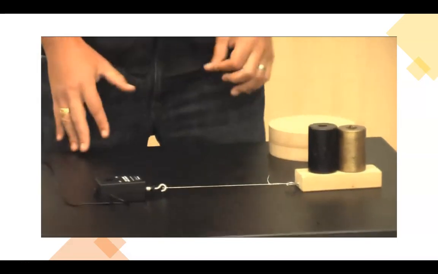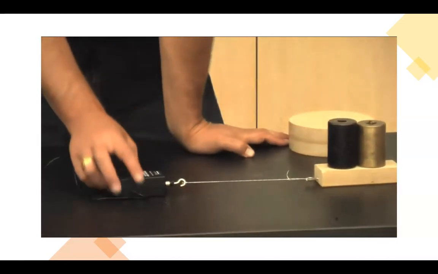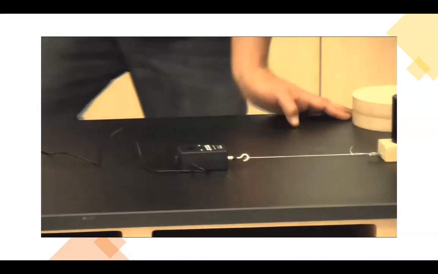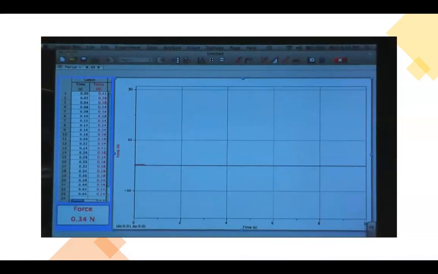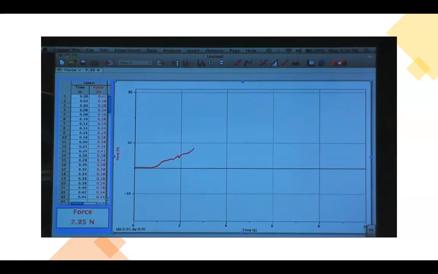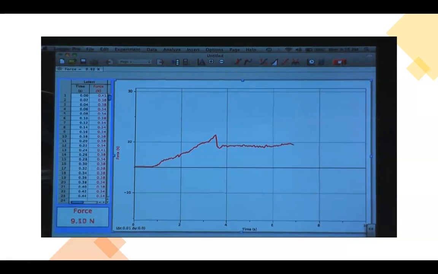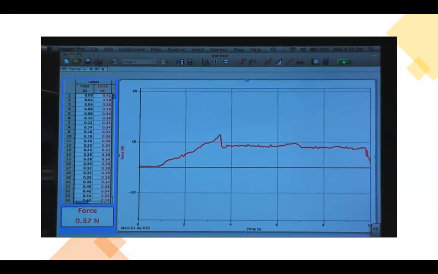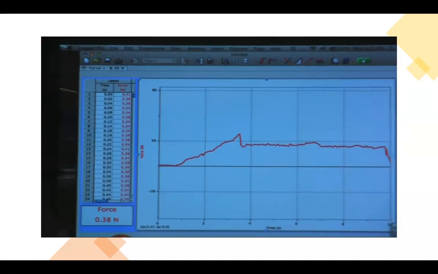So what we're going to do is a demonstration, and we're going to graph the force versus time. So let's check that out. Here I am pulling harder, harder, harder, harder, harder, and then I overcome static friction, and now the block is moving. It's sliding along the table. Great, let's look at this graph a bit.